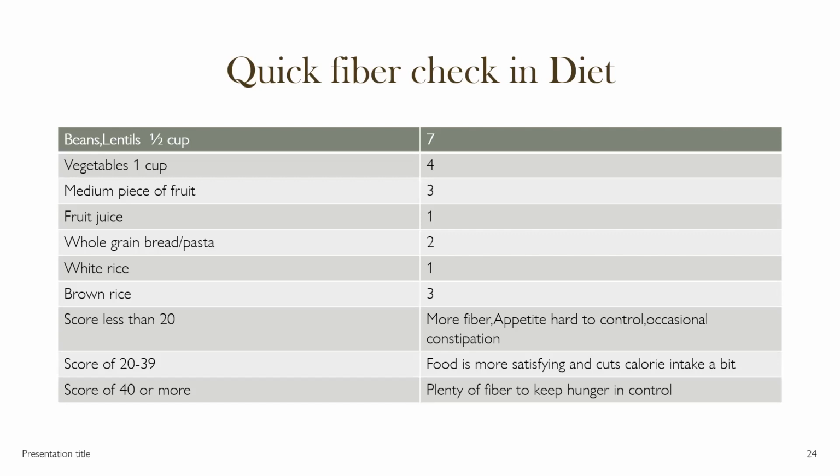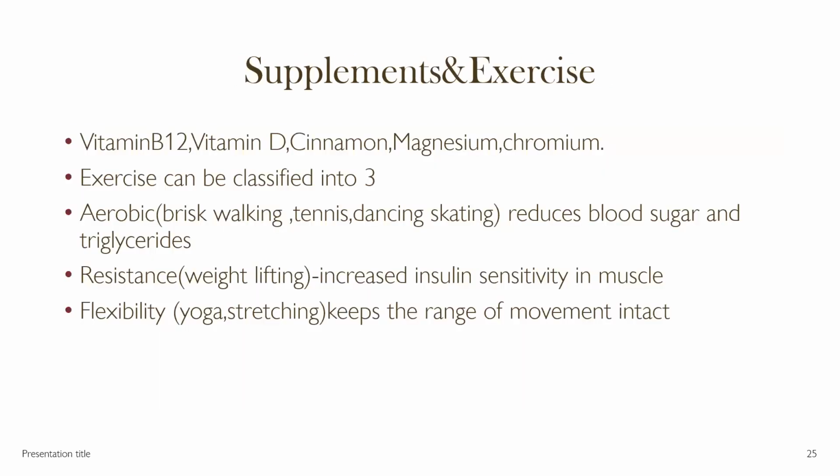If the overall score is 20 to 39, food is more satisfying and cuts calorie intake a bit. If the score is 40 or more, it is a very good score. It means there is plenty of fiber to keep hunger in control. So we should make sure the score is 40 or more, so that fiber intake is very good, appetite is properly controlled, and calorie intake is controlled, but with satisfaction.